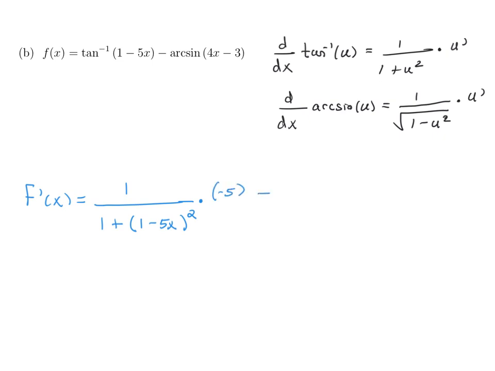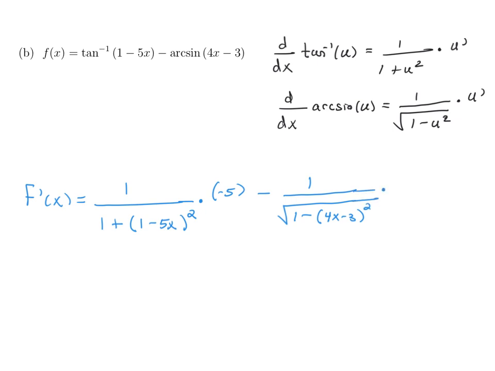Next, we subtract off the derivative of whatever we get from arcsine of 4x minus 3. The rule is 1 over, so I'll start there. It is 1 over the square root of 1 minus. Now u is equal to 4x minus 3. It's whatever is composed inside the function. And we have to square it, so I will square it.